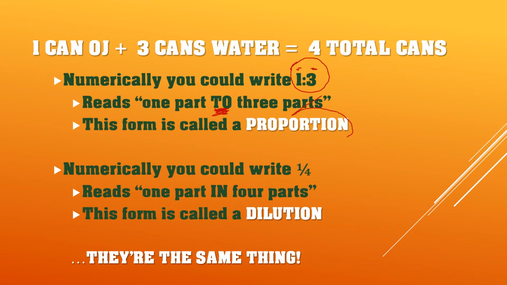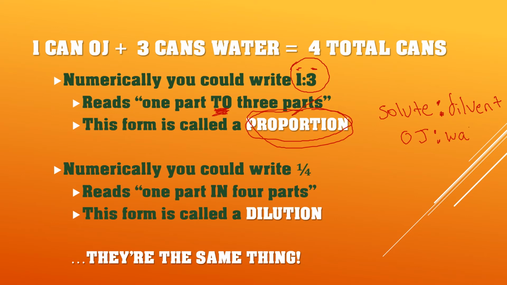And when you write it like this, it is called a proportion. When you need a proportion, you write it with a colon. So you write the solute colon diluent. Or in this example, you would write the OJ amount colon the water amount.